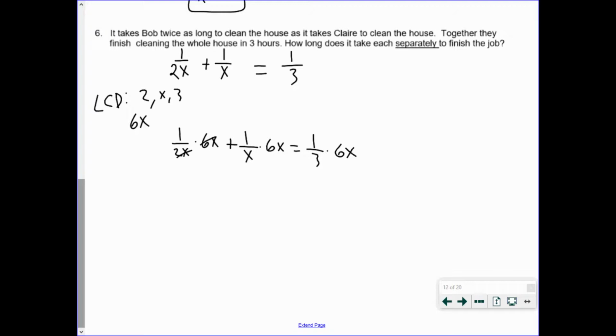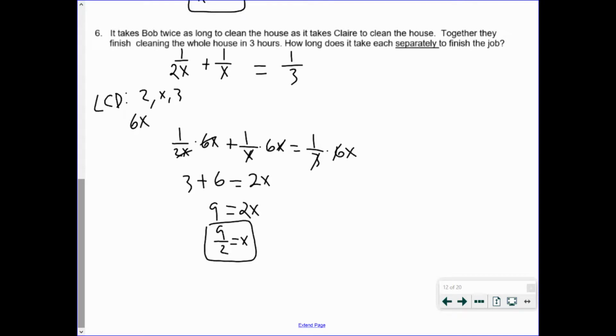These cancel out. We're left with 3. 1 over x divided by x. The x's cancel out. We're left with 6. And lastly here, 1 over 3 times 6. These cancel out to give us 2x. So 6 plus 3 is 9. That equals 2x. Or 9 over 2 equals x.